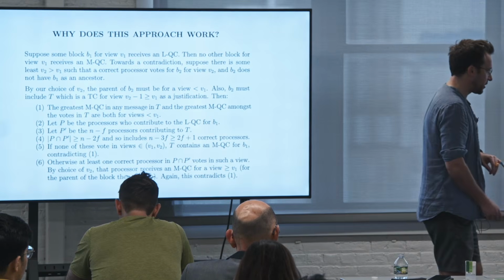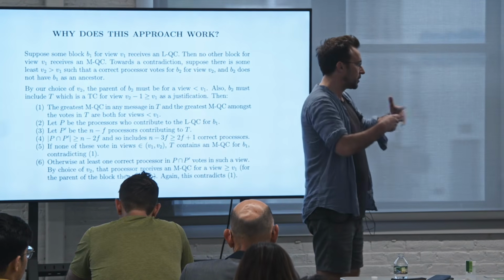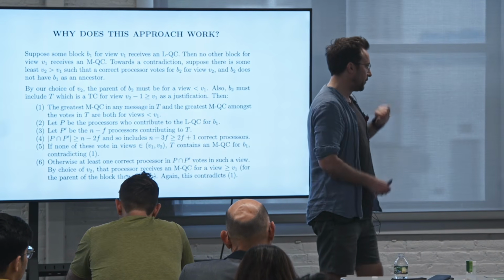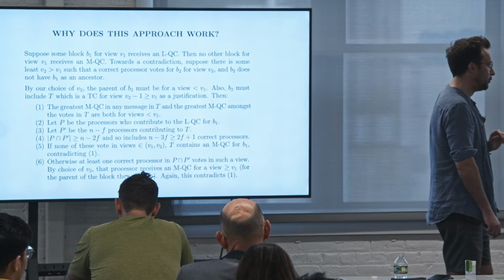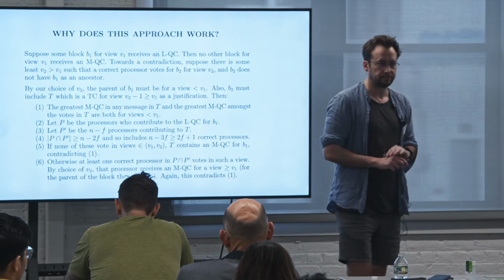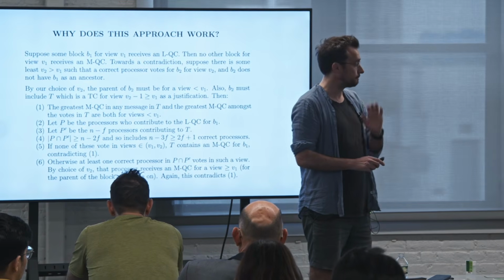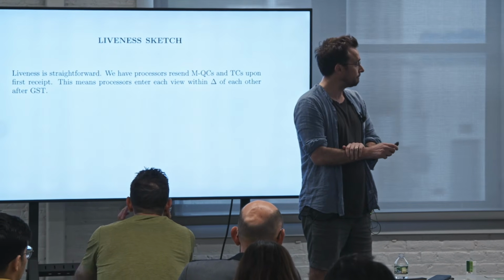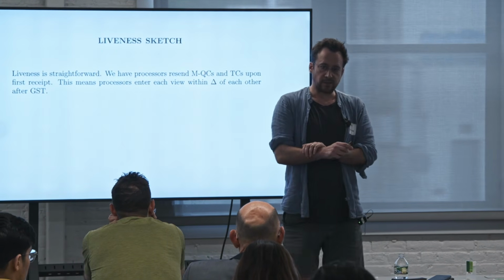Otherwise, at least one correct processor in this intersection votes in such a view, and by choice of V2, that processor receives an MQC for a view greater than V1, for the parent of the block they vote on. So again, that contradicts 1. So that gives us our consistency.